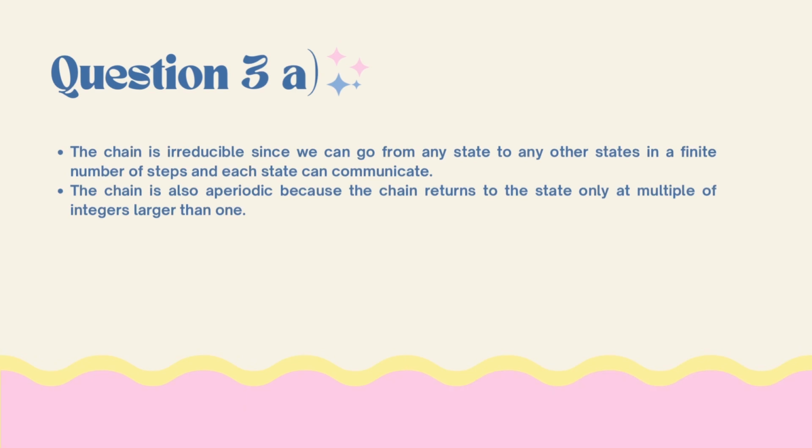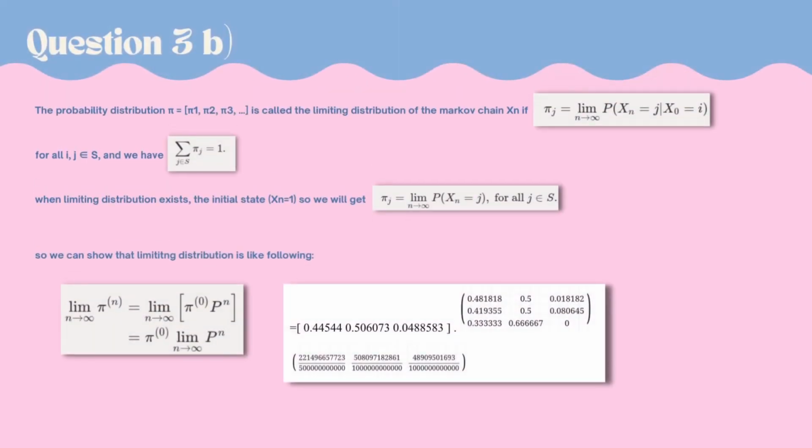Last but not least, for question 3, the chain is irreducible since we can go from any state to any other state in a finite number of steps, and each state can communicate. In other words, the Markov chain is said to be irreducible if it has only one communicating class. The chain is also aperiodic because the chain returns to the state only at multiples of integers larger than 1. For question 3b, the limiting distribution is independent of the initial state and is an asymptotic distribution.